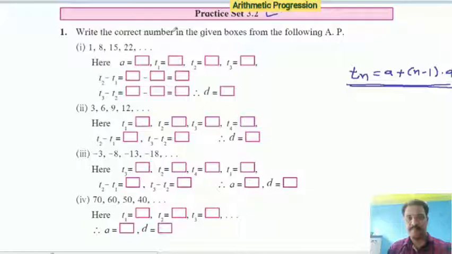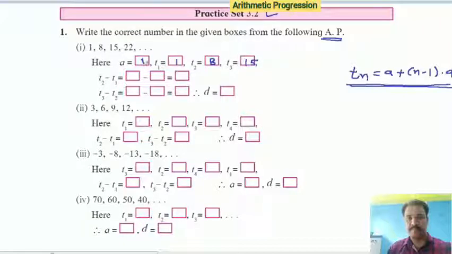Okay, friends. Now the first one, as usual, the first sum is activity based. We have to fill the blank spaces. See here, it is 1, 8, 15, 22. It is already given as an AP. So the first term a means what? T1, the first term, is 1 only. T2 is 8. T3 is 15.